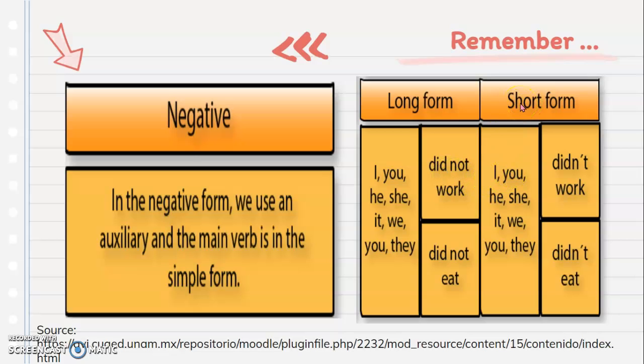Or the short form, the contraction. I didn't work, you didn't work, he didn't work, she didn't work, it didn't work, we didn't work, you didn't work, they didn't work. As you can see, it is the same auxiliary for all the subjects.